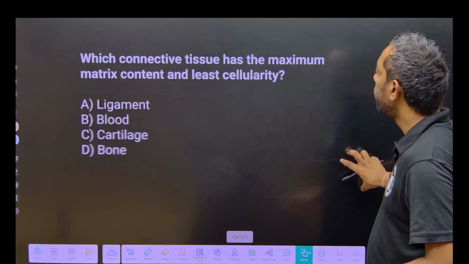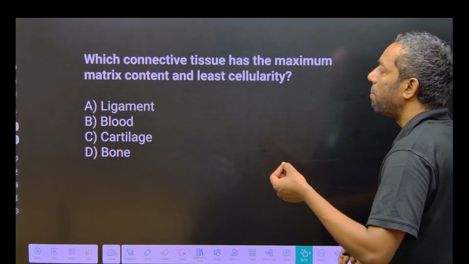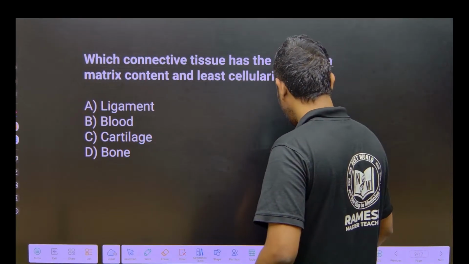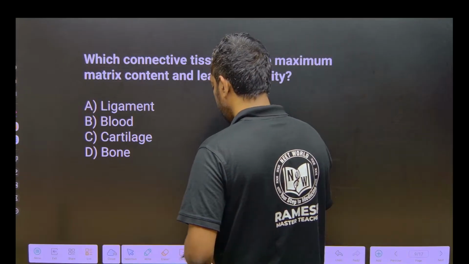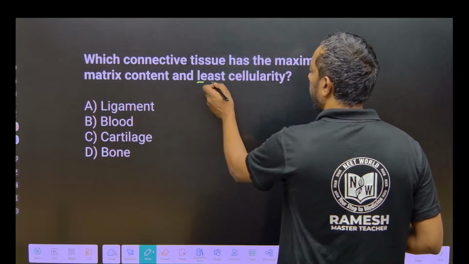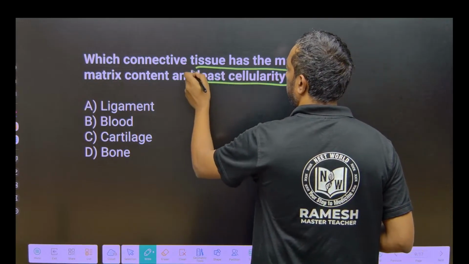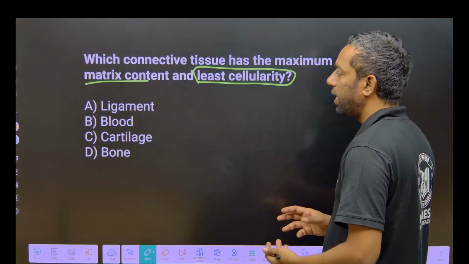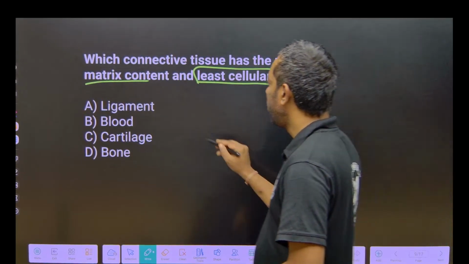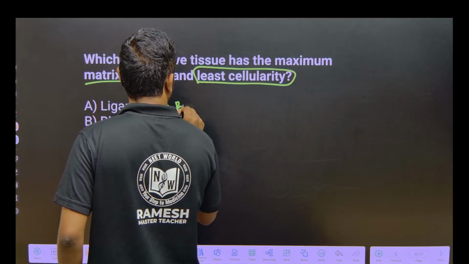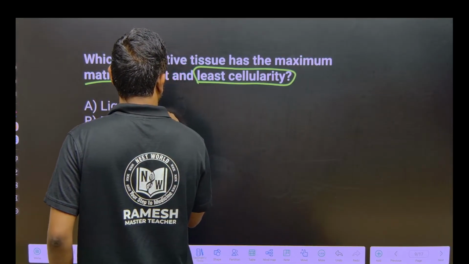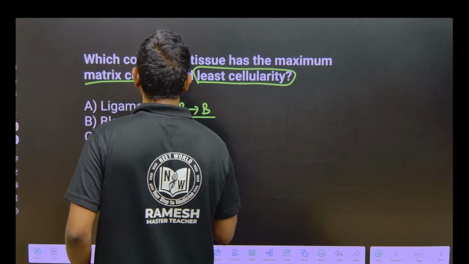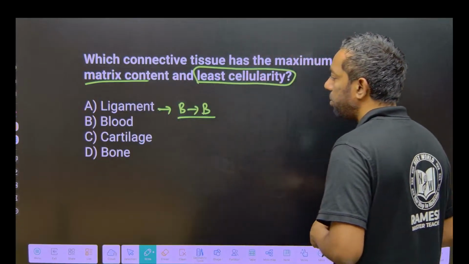Which connective tissue has maximum matrix content and the least cellularity? Here the keywords are least cellularity and maximum matrix content. Ligament, bone to bone, right? So there is no such a huge matrix here.